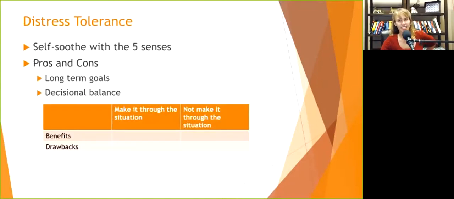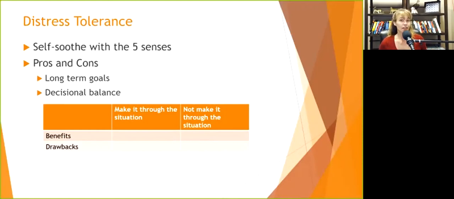Self-soothing with the 5 senses, identifying 5 things you see, 4 things you hear, 3 things you smell, 2 things you feel, and 1 thing you taste. That can kind of help. If you Google this, there are a lot of different activities, and it's also on my Pinterest board for mindfulness. There are a lot of different handouts that go over the 5 senses self-soothing. This is not a new activity.